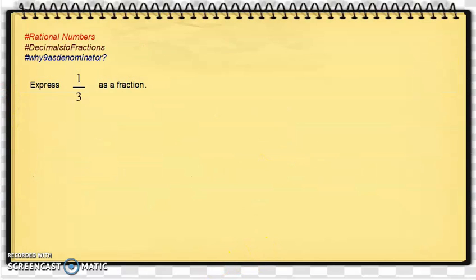Okay. So this time, we have to answer the question: why is it that when we convert a repeating decimal such as 1/3 to a fraction, we always have a denominator 9? That's why you have it there. Why 9 as denominator? We all know that 1/3 is equivalent to 0.33, right? 0.3 with a bar on top.